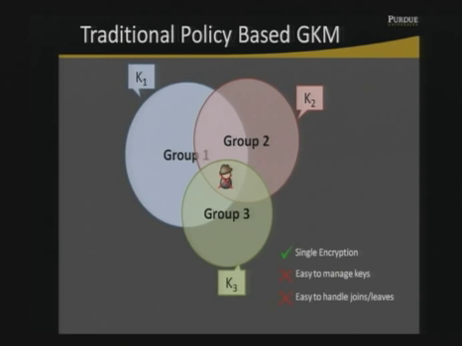And the bigger problem is handling joins and leaves. For example, if a user who is in this intersection happens to leave, you have to update the keys given to all the users here, all the users here, and all the users here. And since these are symmetric keys, the only way to give symmetric keys in a secure way is to establish a private communication channel. You need to use public key cryptography to establish secure channels and give the keys. So this is going to be a huge overhead if you have to use this approach.